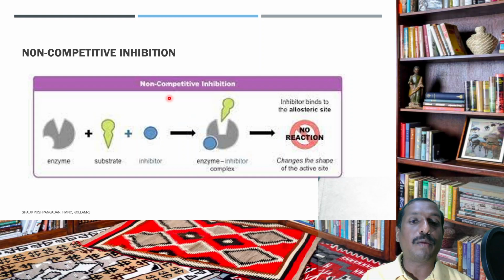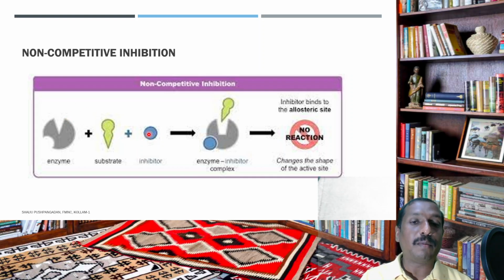But when coming to non-competitive inhibition, this is the inhibitor and this is the substrate. There will not be any structural similarity between the substrate and the inhibitor. But even though the inhibitor does not have any structural similarity with the substrate, the inhibitor will bind with another site of the enzyme. So the inhibitor is coming and binding. This is the actual active site of the enzyme where the substrate has to bind.